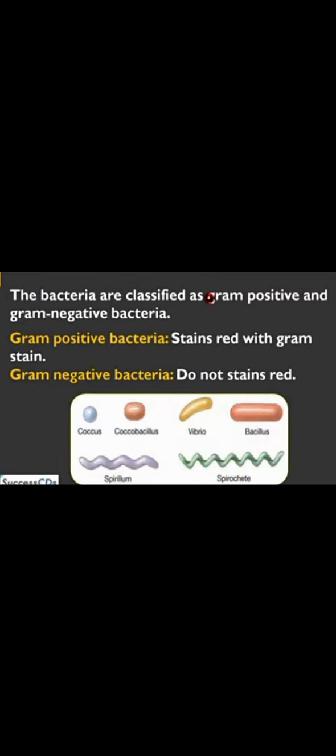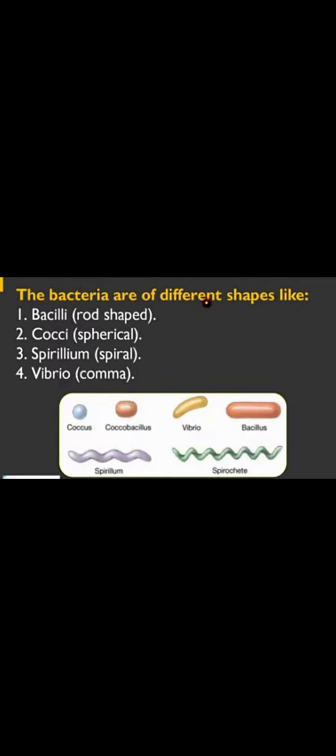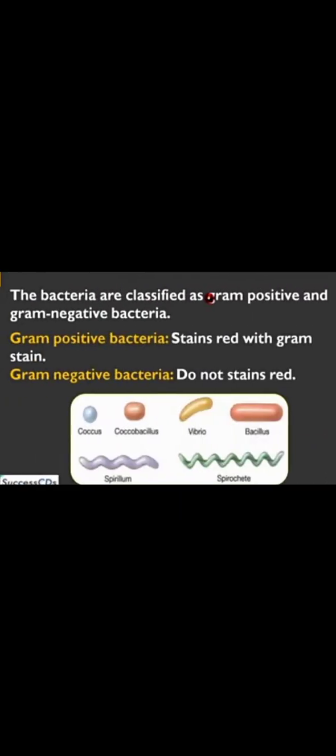Then the bacteria are classified as gram-positive and gram-negative bacteria. Gram-positive bacteria are the bacteria that stain purple or red with gram stain. Whenever we put gram stain on the bacteria, if that stain gives us that color, the bacteria is gram-positive. And if it does not, the bacteria is gram-negative. This is general for all the bacteria: shapes, that is bacilli, cocci, spirillum and vibrio, and they can be gram-positive or gram-negative.